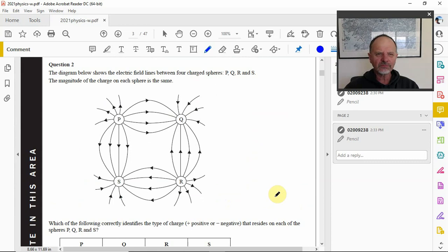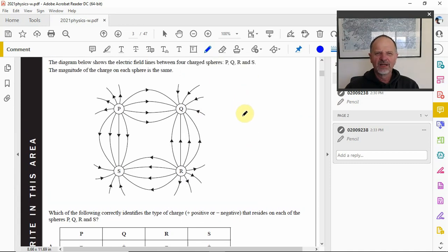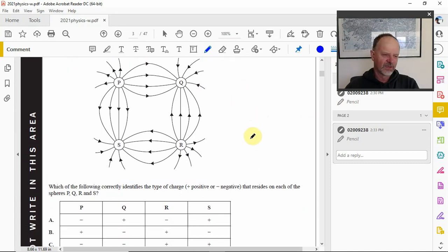All right, question two. The diagram below shows the electric field lines between four charged spheres P, Q, R, and S, and the magnitude of the charge is the same. So what we're wanting to do is find out what's what. These are field lines, electric field lines, so you're going to know what they do.